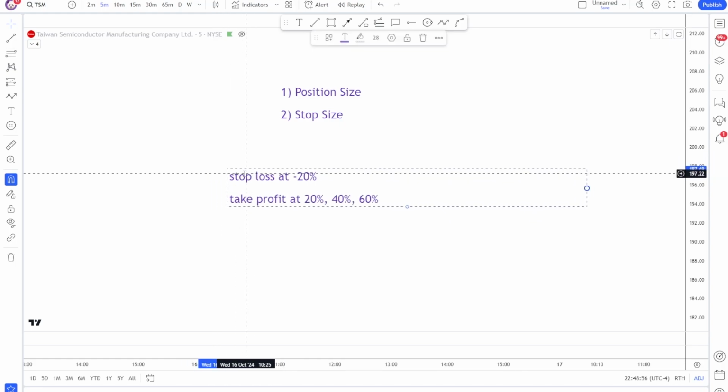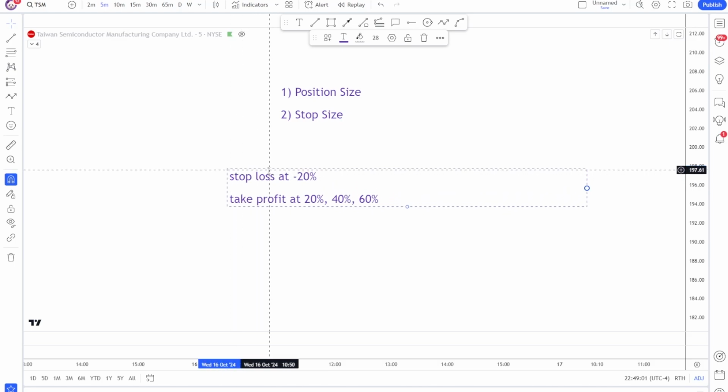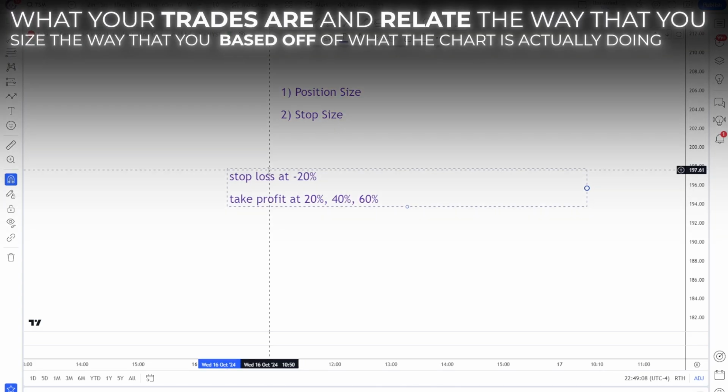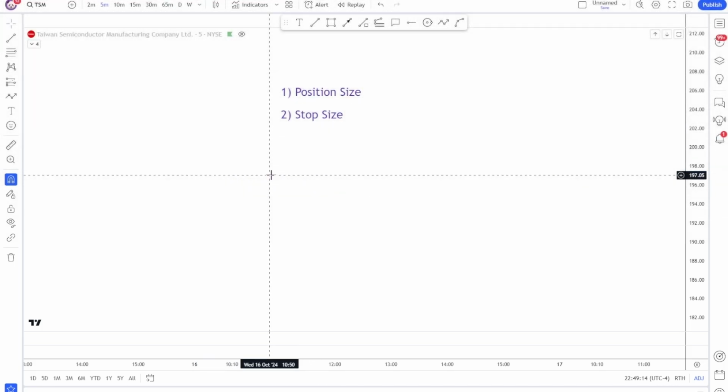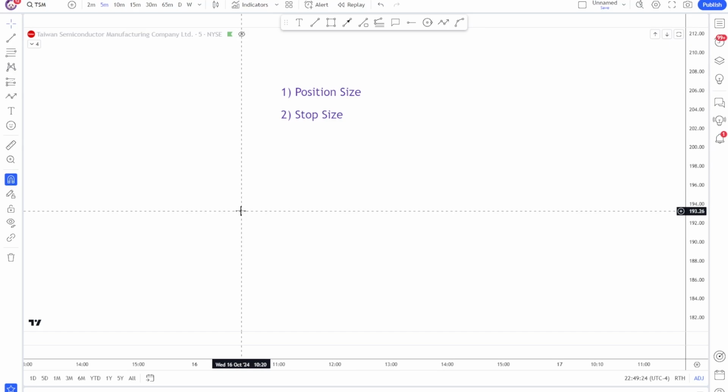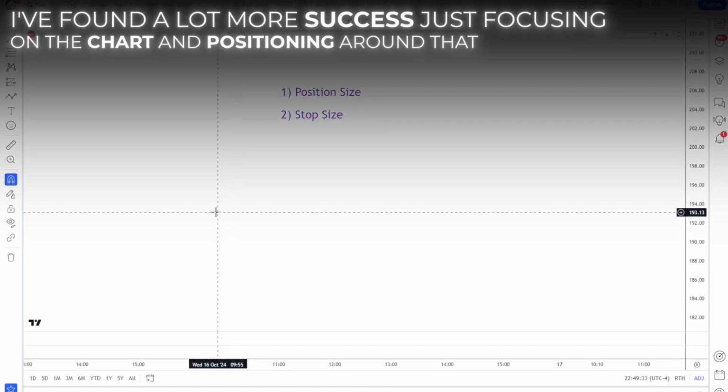One thing that's really key and a good principle to understand is, while there are strategies that can work with this in mind, it's important to understand fundamentally what your trades are and relate the way that you size to what the chart is actually doing. So you want to follow price action first before anything else. Sometimes that might mean on a certain stock that's more volatile that you're risking 50%, not 20%, to be realistic. So using arbitrary percentages is something I don't like to do. There are other strategies that may work with this, but specific to day trading, I've found a lot more success just focusing on the chart and positioning around that.